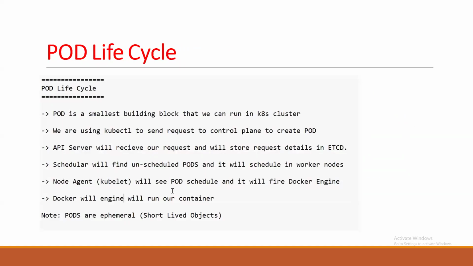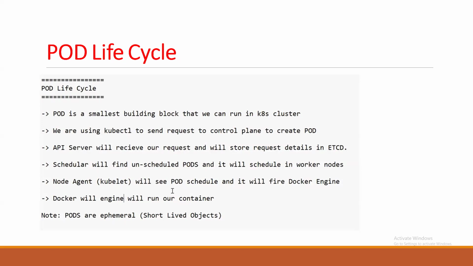So pod is the smallest building block that we can run in the Kubernetes cluster. We are using kubectl to send a request to the control plane to create a pod. The API server will receive our request and store the required details in etcd. The scheduler will find unscheduled pods and schedule them on the worker node. The node agent, kubelet, will see the pod scheduled and it will fire the Docker engine. Docker engine will run our containers.